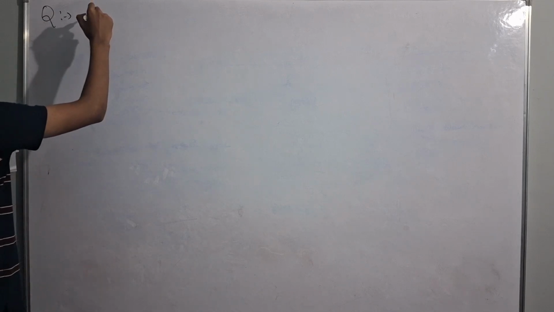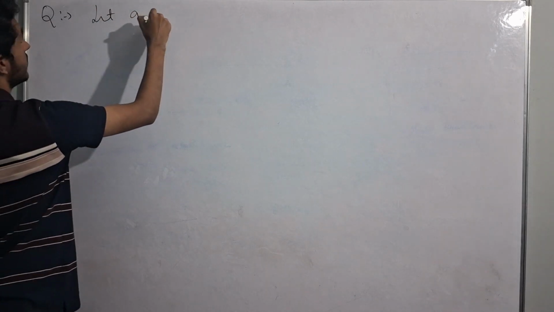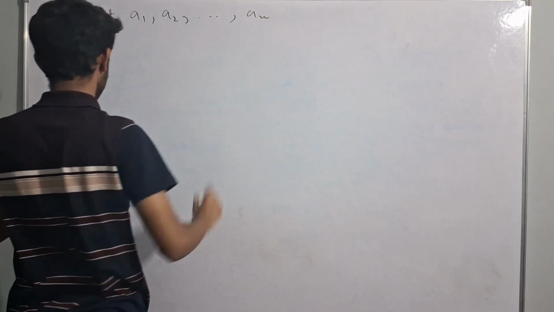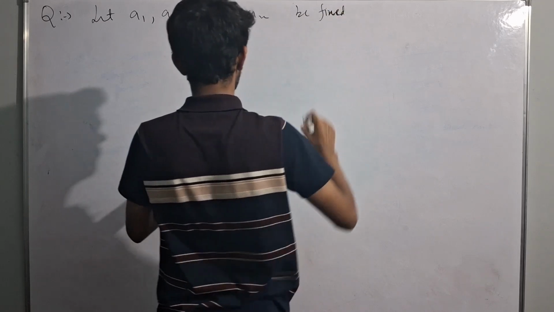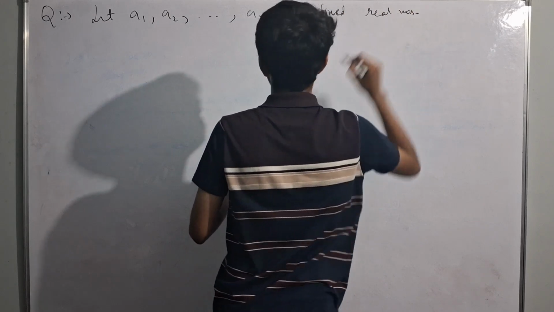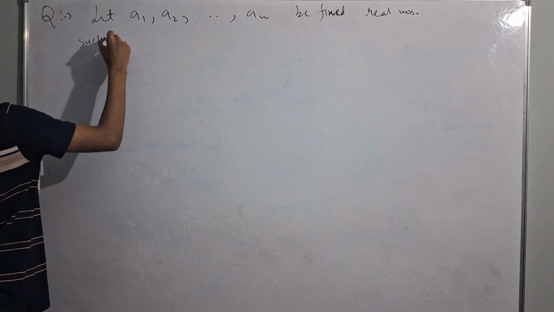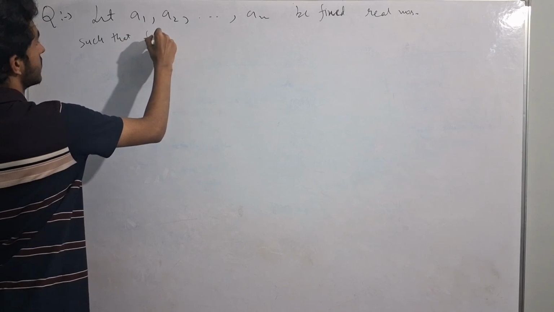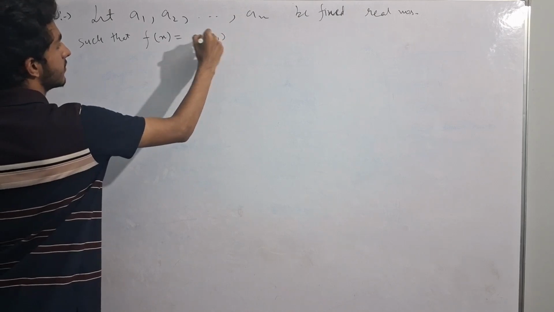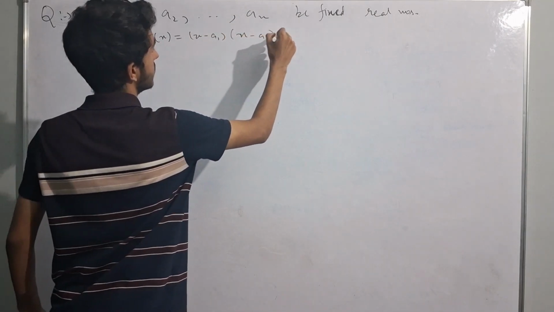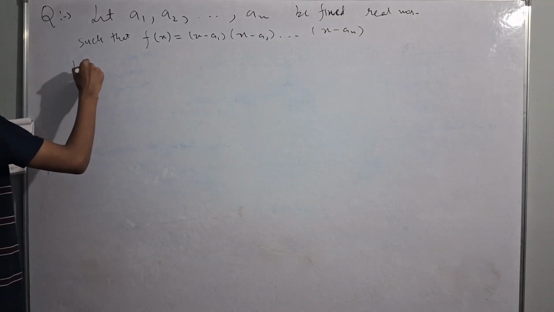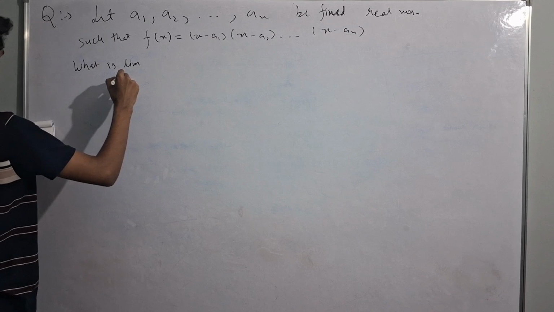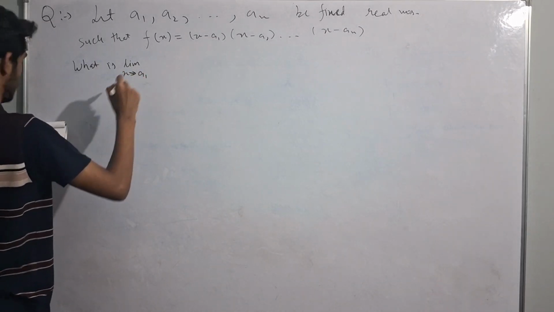Alright, now comes the last question for the video. Let a1, a2, so on up to an be fixed numbers such that the given function is f(x) equal to x minus a1 into x minus a2, so on up to x minus an. What is limit x tends to a1 of f(x)?